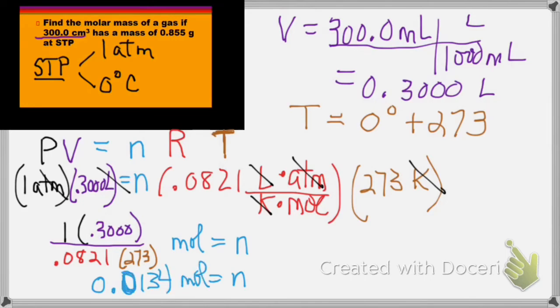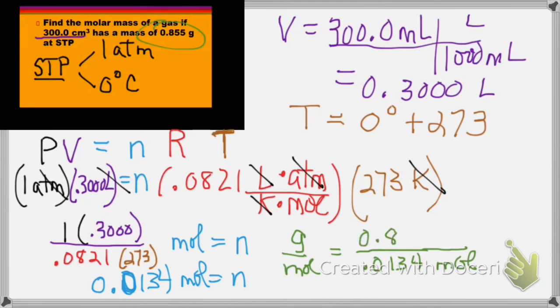But we're looking for molar mass. Remember, molar mass is the number of grams per mole. I just solved for the number of moles that I have in this sample, so I have 0.0134 moles in my denominator, and I return to the original problem and find that the mass for that sample was 0.855 grams. I plug this in the calculator to 3 significant digits, and I get 63.9 grams per mole, the molar mass.